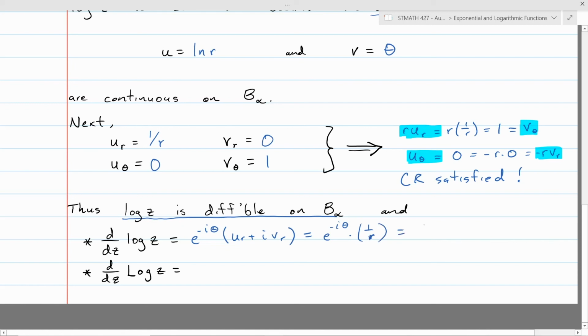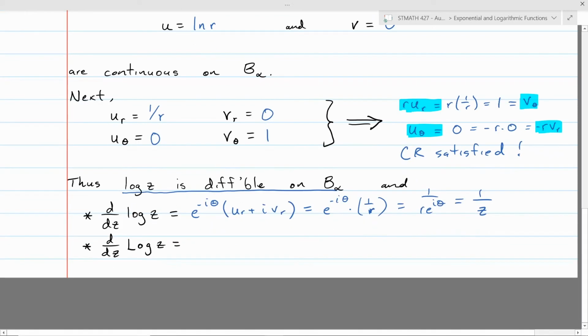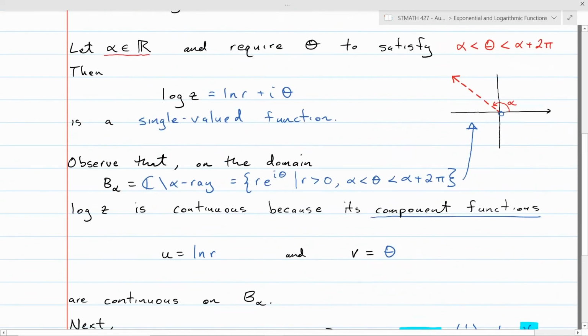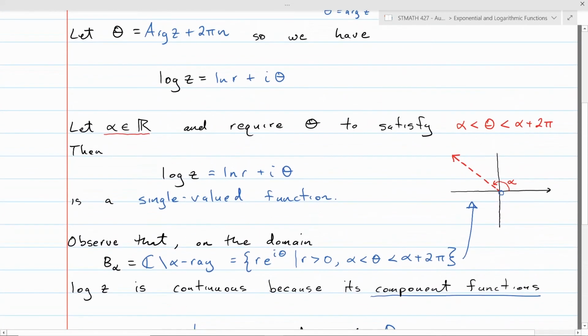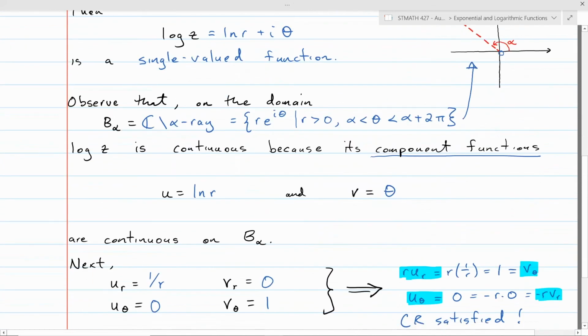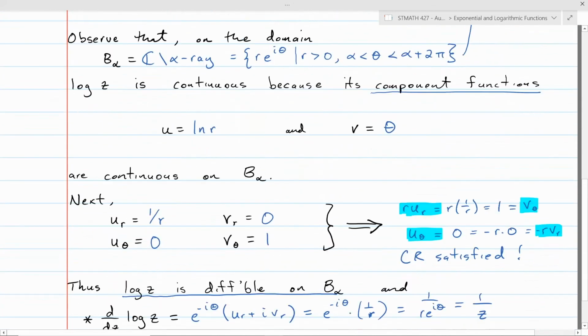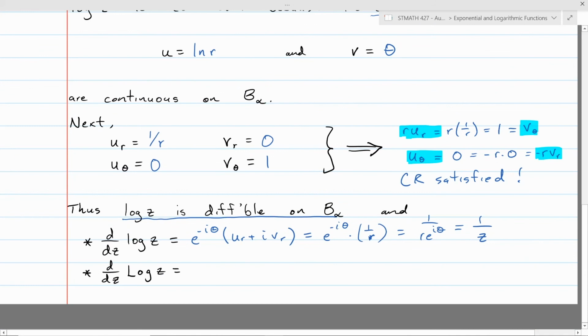Well, that's the same thing as 1 over r e to the i theta, which is equal to 1 over z. And this was true for any branch of the logarithm. So that's what we call this restriction of our logarithm. It's called a branch. So in particular, if I took the angle alpha to be equal to 0, that's how you get the principal logarithm, capital Log. So its derivative is 1 over z also.